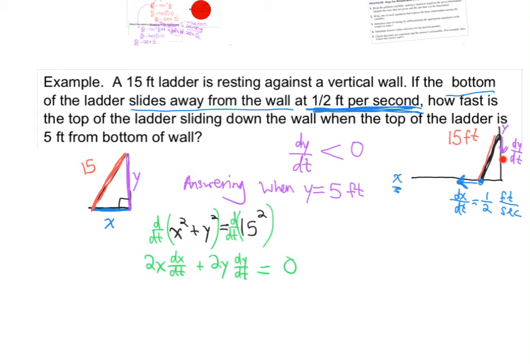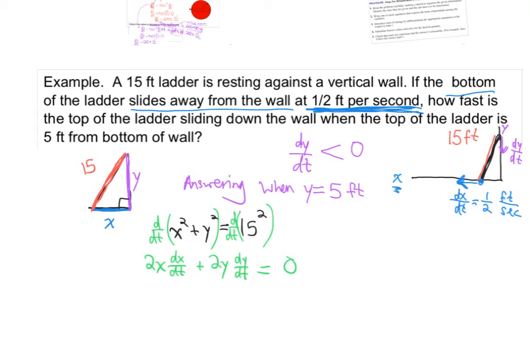We want to know dy/dt because they're asking how fast is the top of the ladder sliding down the wall. We know that y is 5 in this particular snapshot of time. We know dx/dt because dx/dt is 1/2 foot per second. We can plug that in there. We don't seem to know x, but we have this relationship between x and y and 15. All right, so let's use that.